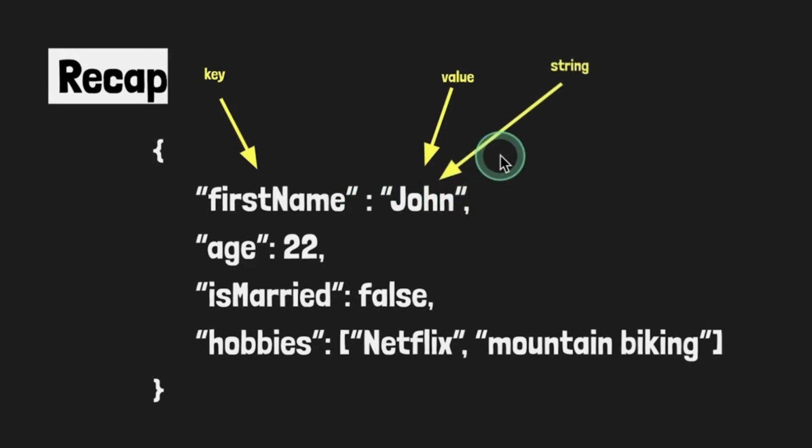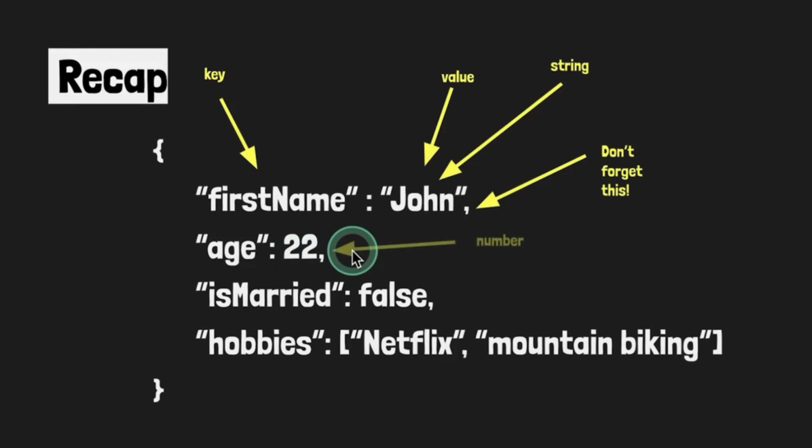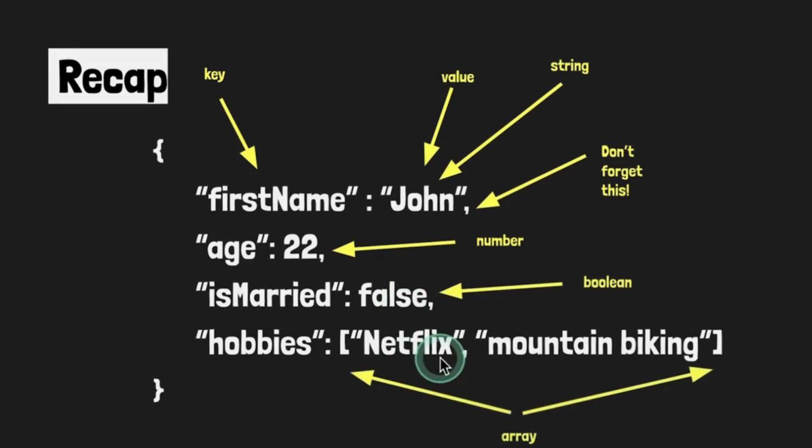John is a string. On the next line, it's very important that we don't forget to add a comma. Age 22 is another value, which is a number. False is a Boolean. And what we have below, Netflix, mountain biking, they are strings in an array. So we have here an array of strings. And of course, everything is encapsulated in an object. You see here at the beginning and at the end, this indicates an object.